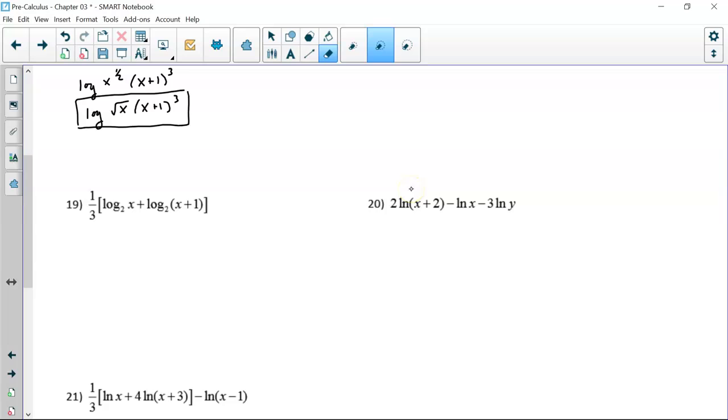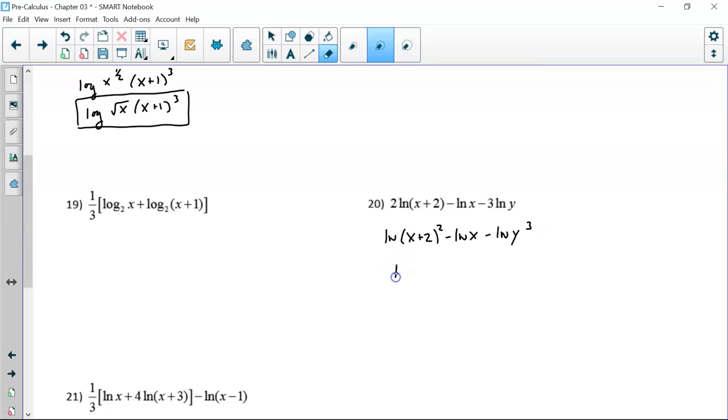I'm going to go to number 20 first and then back to number 19. I'm going to take care of my coefficients first. So it becomes the natural log of x plus 2 squared minus the natural log of x minus the natural log of y cubed. Now, I only have one positive natural log. The other two are negatives.